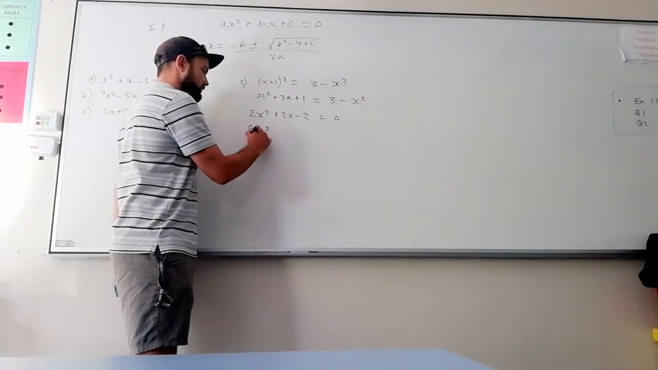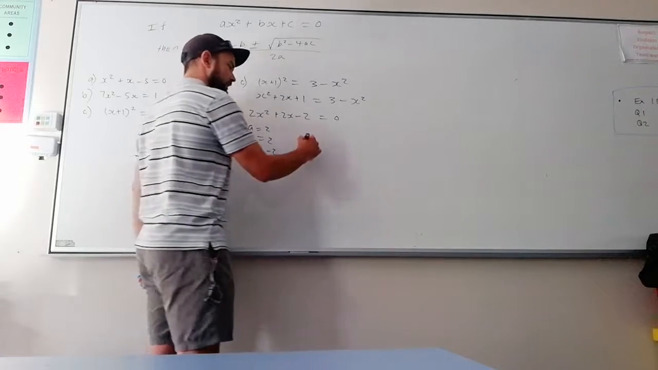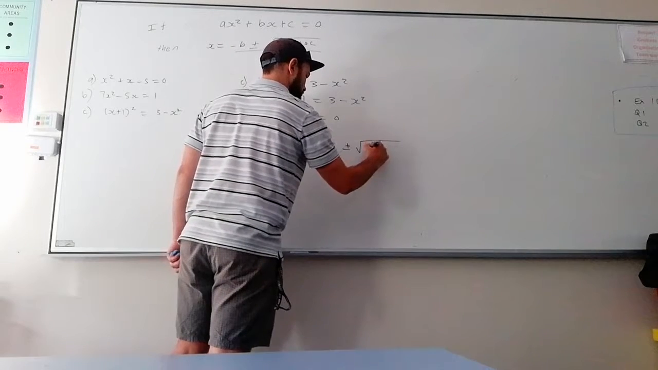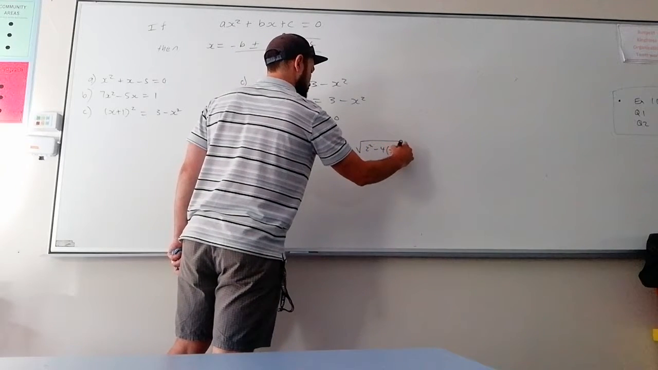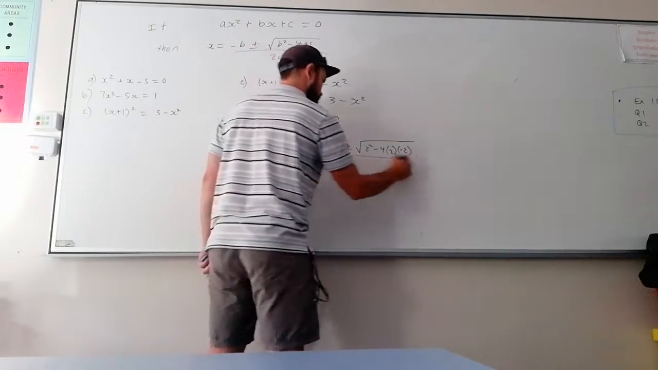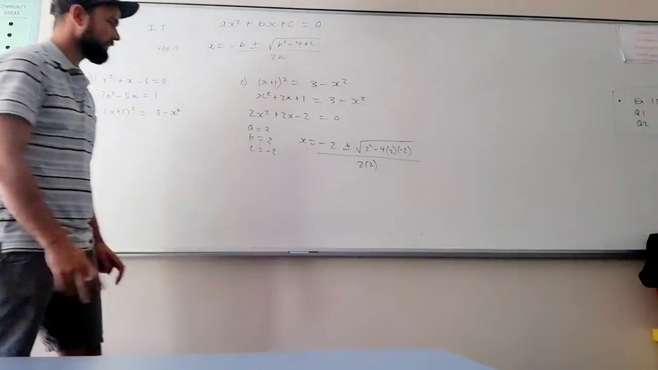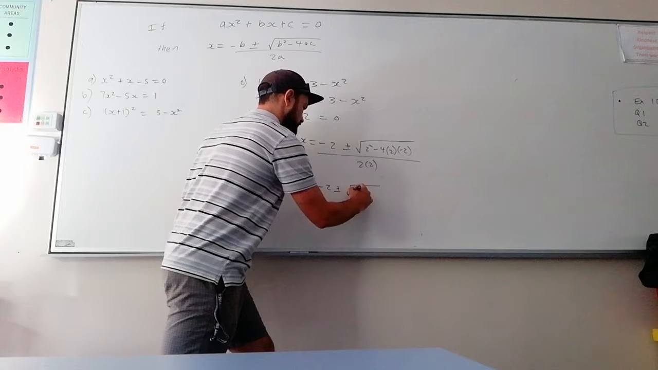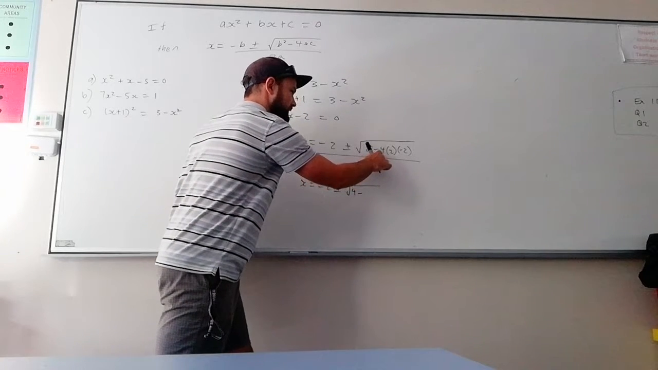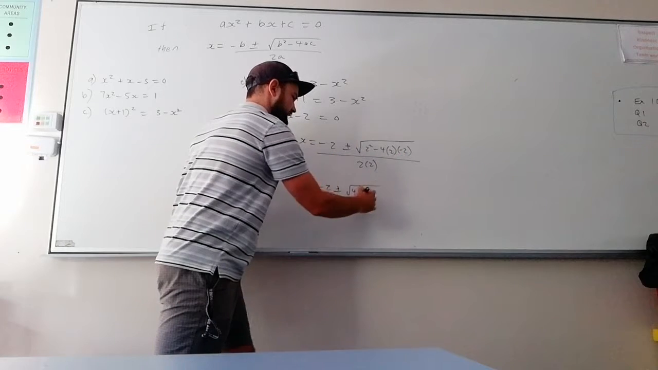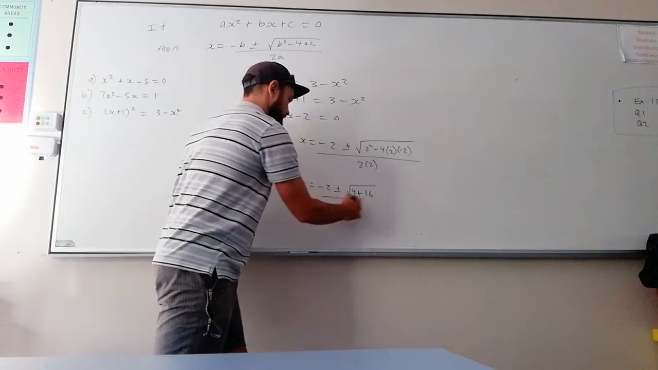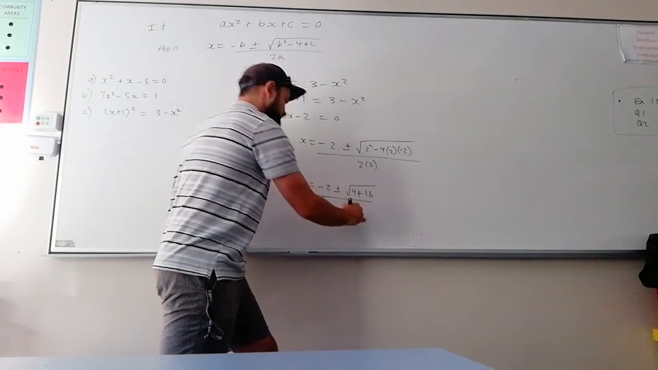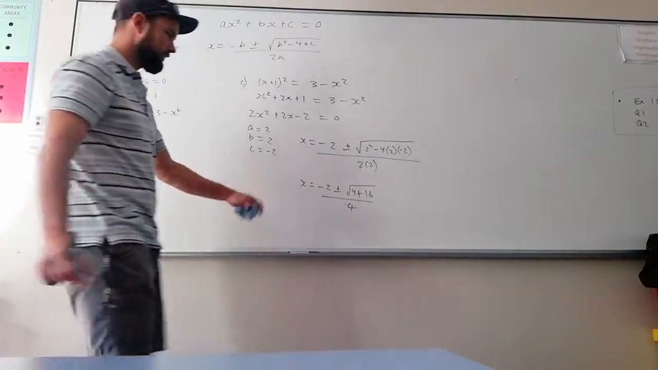In this case, a is 2, b is 2, c is minus 2, and let's punch it in the formula. Lots of twos going on there. And let's evaluate it. Four times two is eight, times two is 16. And that's all on top of two, on top of four. Now that can be simplified.